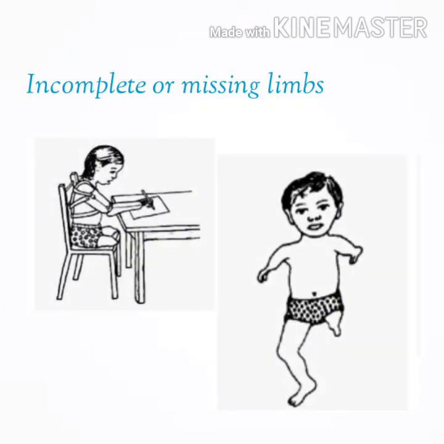So, some children are born missing arms or legs. So, when the child is born, a part of the body is already missing. So, children without arms can be taught to use their feet for activities such as eating, drawing, and writing.